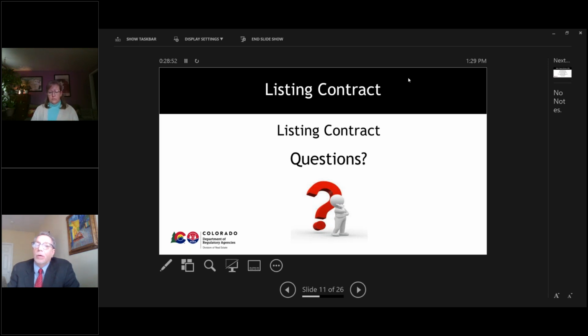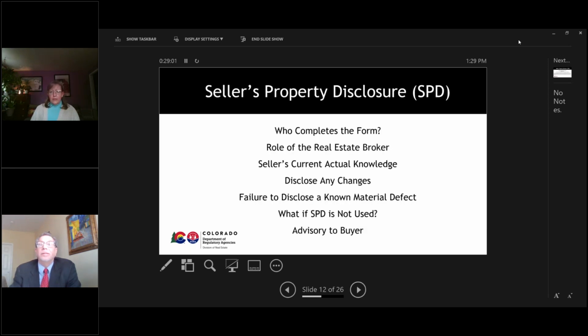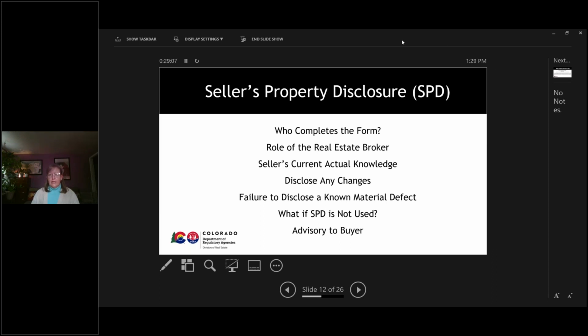Great. Well, we are set to move on to the next part, and that's the seller property disclosure. So the seller's property disclosure is a form that the seller completes, not the real estate broker. And if a seller decides that they're not going to complete this property disclosure, there's actually language in the contract to buy and sell about it being completed and provided.